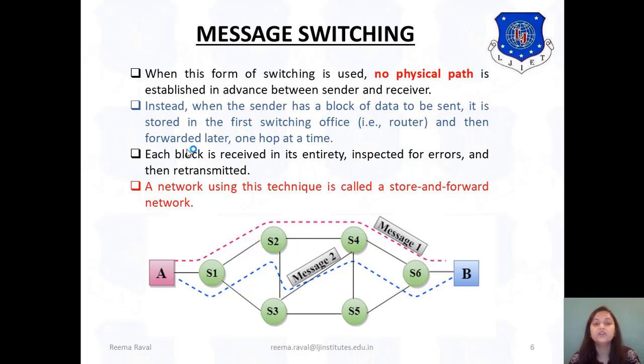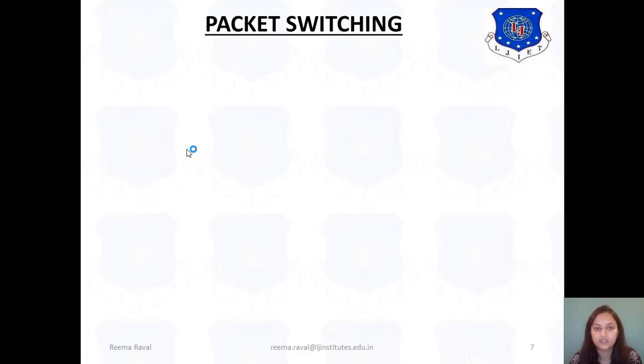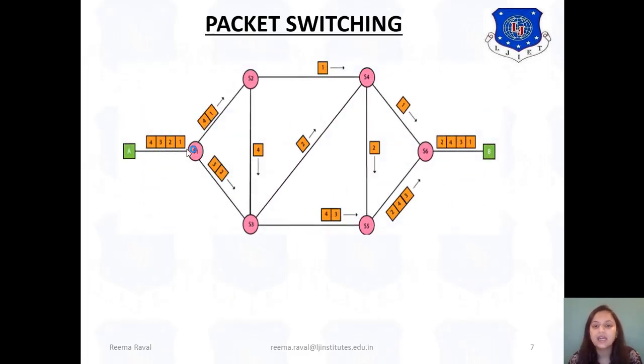So the network which uses message switching is also called a store and forward network. Next is packet switching. This is a diagram of packet switching. As you can see, each and every packet travels through a different route. Here the packet numbers are 1, 2, 3 and 4. It is not required that all the packets travel from the same route. The message can be divided and then transferred through the available paths.